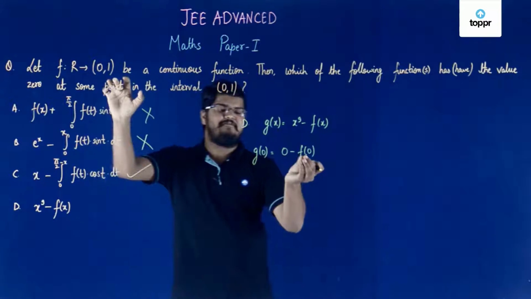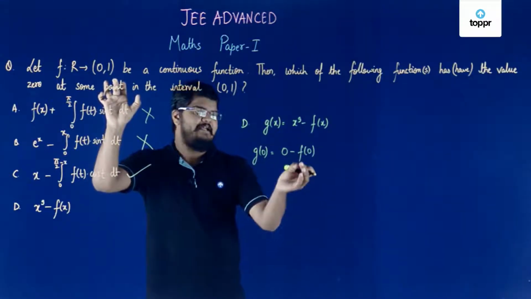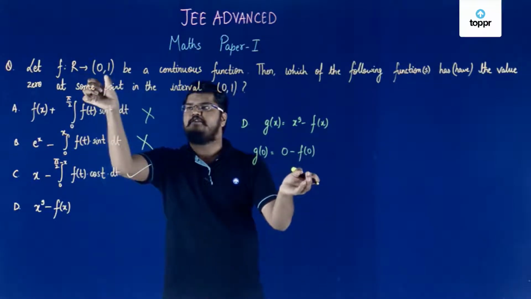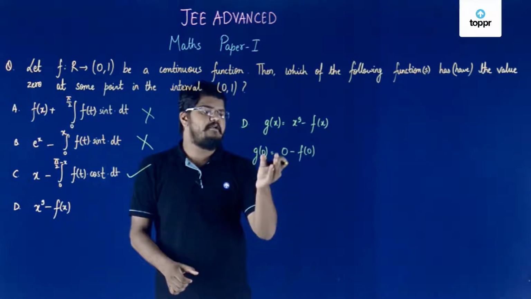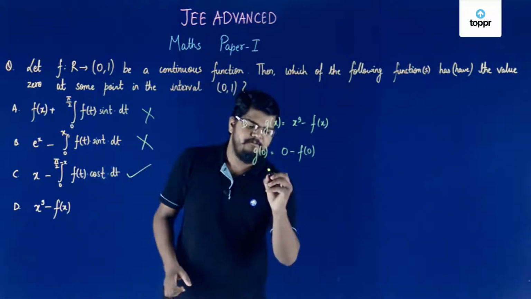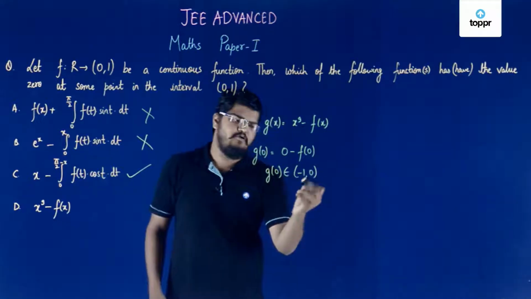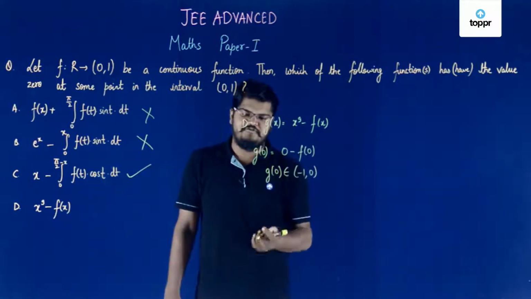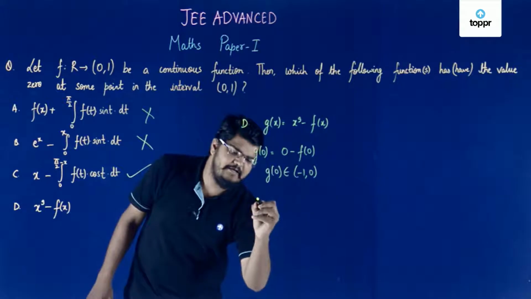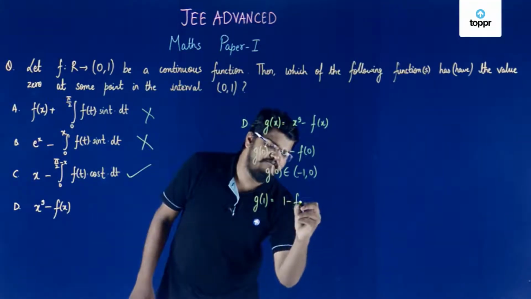That way I can say that if the value of f of 0 is 0, then g of 0 will reach the value 0, and if the value of f of 0 is tending towards 1, then g of 0 will be equal to 0 minus 1, that is minus 1. So this g of 0 value will now belong to minus 1, 0, depending upon the value of f of 0 over here. Similarly, if I now find the value of g of 1, it will be equal to 1 minus f of 0.